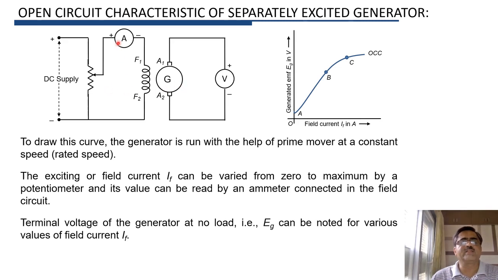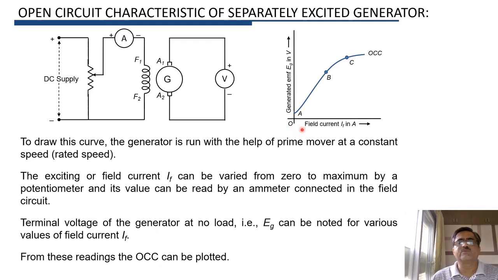So we can increase this field current in steps, and for each field current we can note down the corresponding value of generated EMF Eg, and then we can plot the open circuit characteristic. On the x-axis we take field current IF in amperes, and on the y-axis generated EMF Eg in volts. Then we can plot the open circuit characteristic of the separately excited generator.